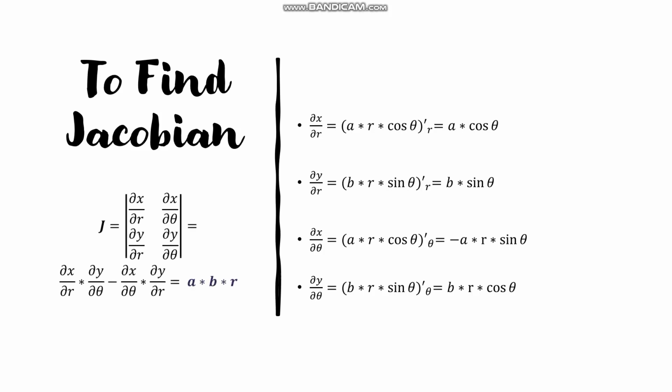As we know, the formula of the Jacobian is like that: the derivative of x by r multiplied by the derivative of y by theta, minus the derivative of x by theta multiplied by the derivative of y by r. If we put these derivatives which we found into this equation, we will get a b r.